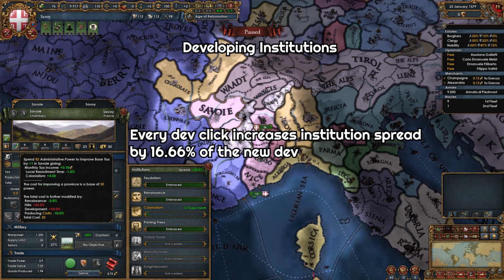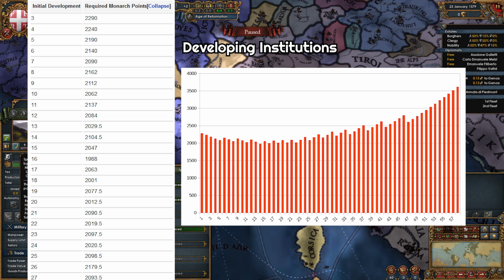Luckily, this time I didn't have to go deep in calculations, as someone has already done those calculations on the EU4 wiki page. And here's the graph and the table. It shows the starting development of the province and how many monarch points you will need to get an institution from 0 to 100 in that province. The cost ranges from about 2,000 to 2,300 monarch points.